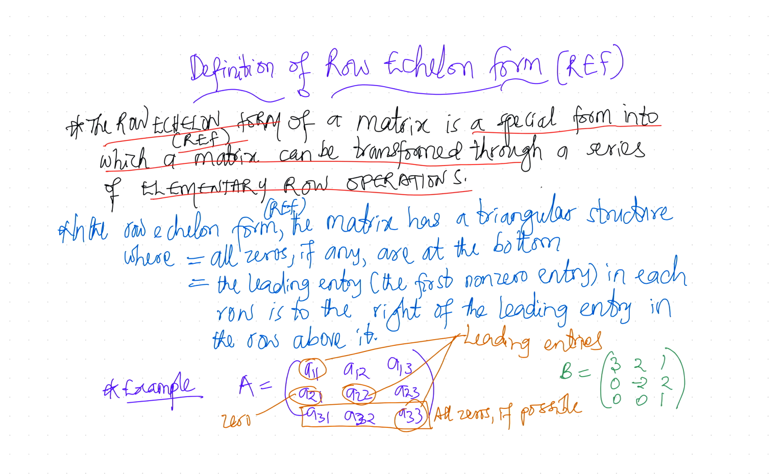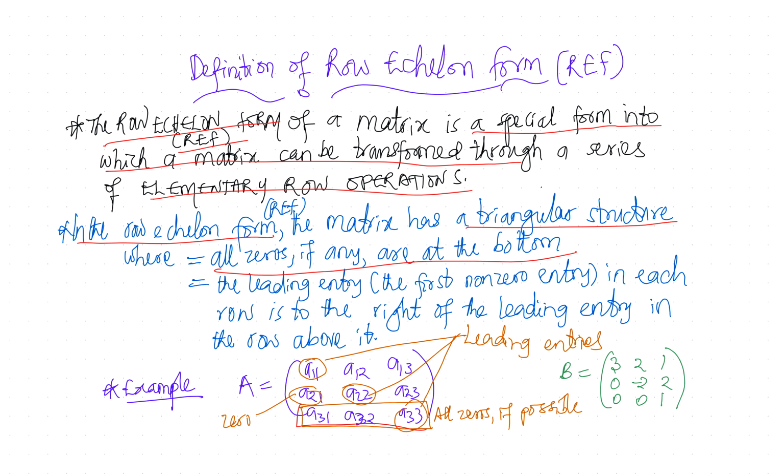Now what's the row echelon form? In the row echelon form, the matrix has a triangular structure. It has a triangular structure where we have two conditions. All zero rows, if any, are at the bottom. So if there are zero rows, those zero rows must be at the bottom of the matrix. They have to be at the bottom of the matrix.